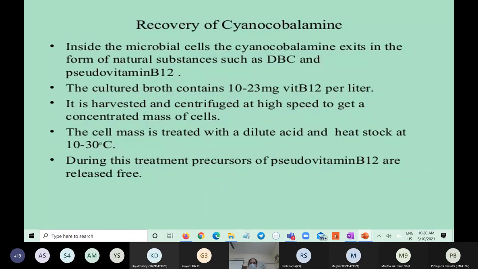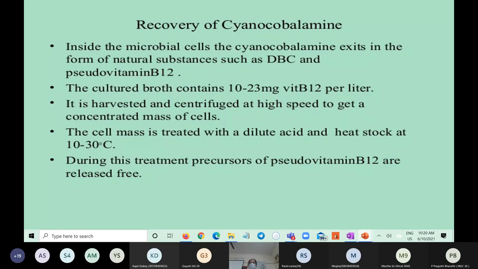Okay, in the next step, that is the aerobic fermentation, that was done by providing sterile air so that the media was aerated. What has happened in that step? The DBC and pseudovitamin B12, which are the precursors for the cyanocobalamin formation, are produced. So till the anaerobic and then aerobic fermentation are ended, the precursors for the vitamin B12 production are done.